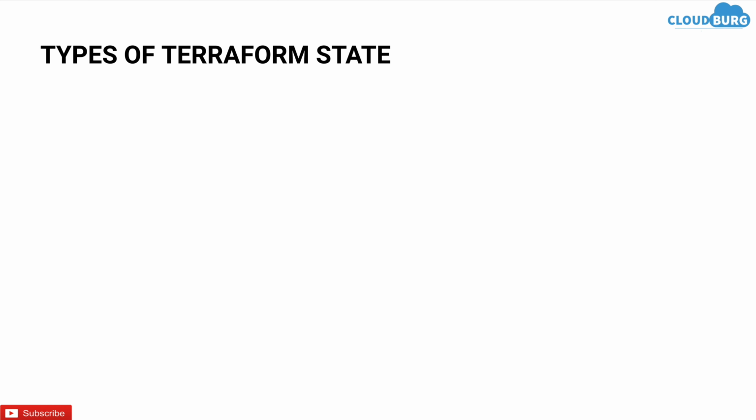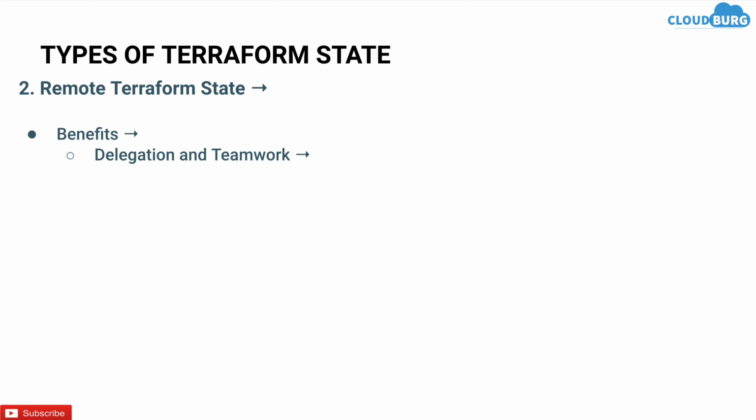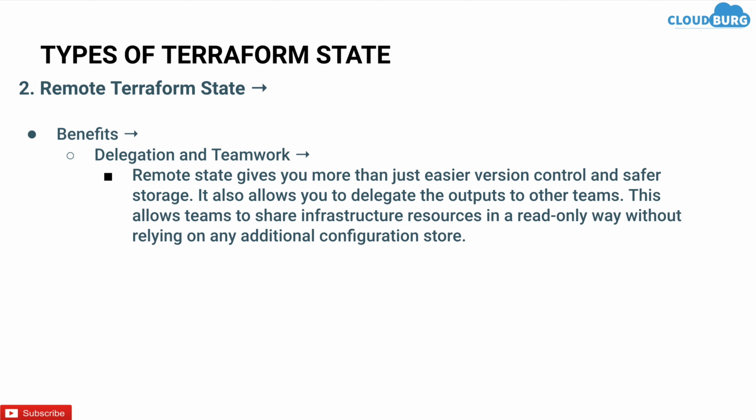Now let's see the benefits of using remote state. The first point is delegation and teamwork. Remote state gives you more than just easier version control and safer storage. It allows you to delegate the output to other teams. This allows teams to share infra resources in a read-only way without relying on any additional configuration store. Suppose I want to give some of the output of my Terraform configuration, say some of the subnets, to another team. I can make use of remote state and do that.